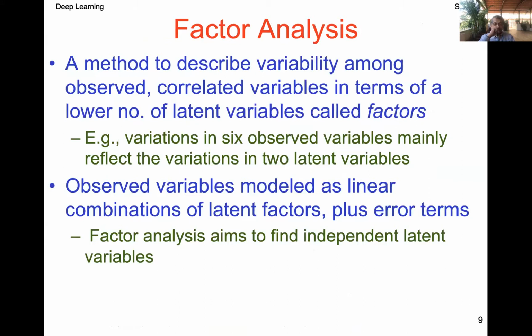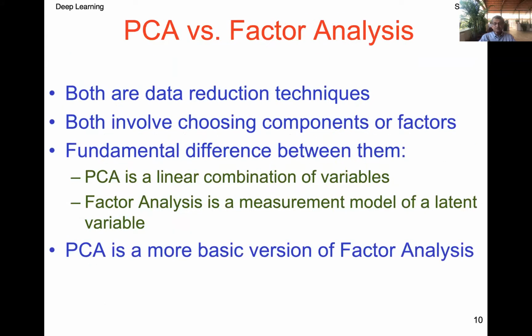So factor analysis is a term that is used in many ways. It is a method to describe variability among observed correlated variables in terms of a lower number of latent variables called factors. And the observed variables are modeled as a linear combination of the latent factors plus error terms. That's what we just saw. That's a linear combination with error terms.